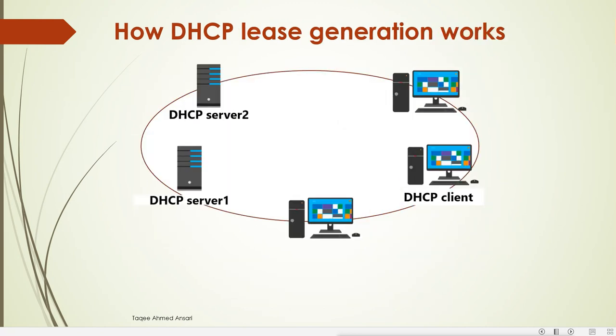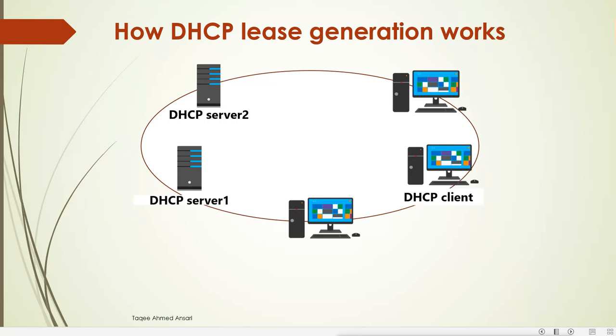So how does DHCP lease generation work? DHCP uses the DORA process to do this. It is called DORA. It uses the DORA process to provide the IP information to the client. And remember, I said the client is the one who asks for the IP addresses.